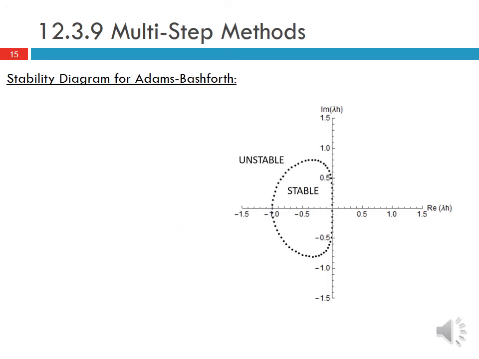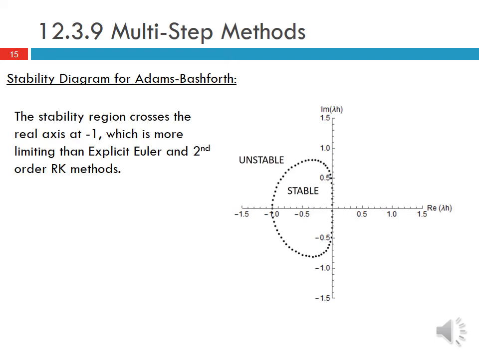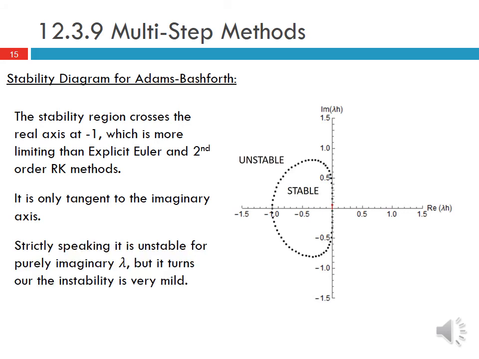And this is the stability diagram for the Adams-Bashforth method. You can see that the stability region crosses the real axis at -1. So this is more limiting than the explicit Euler and the second order Runge-Kutta methods. We can also see that it's only tangent to the imaginary axis, so it doesn't actually include the imaginary axis. So strictly speaking, it is unstable for purely imaginary lambda, but it turns out that the instability is very mild.